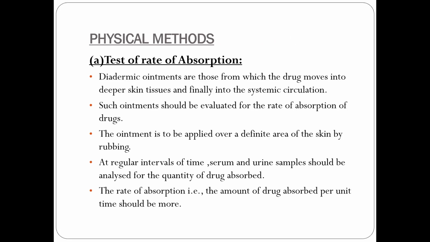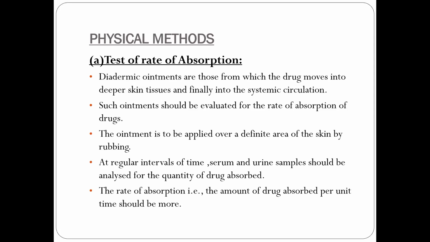Then the test for rate of absorption. In this case, what is the rate of absorption of the ointment that has taken place? There are diadermic ointments, from which the drug moves into deep skin tissues and finally into the systemic circulation. Such types of ointment should be evaluated for the rate of absorption of the drugs.